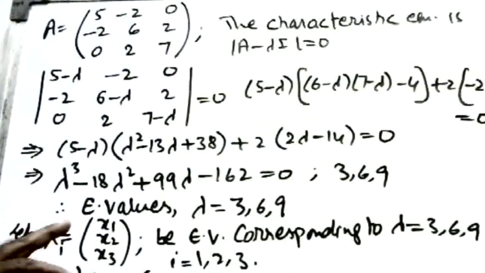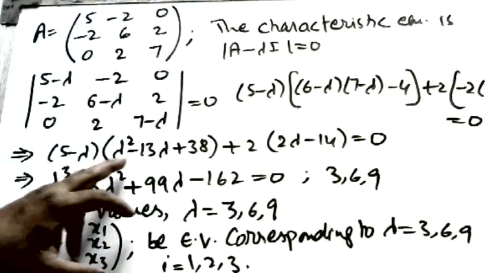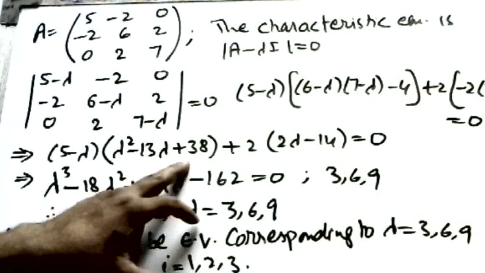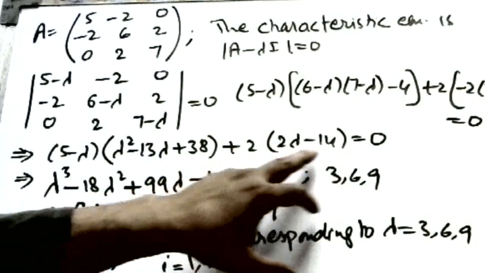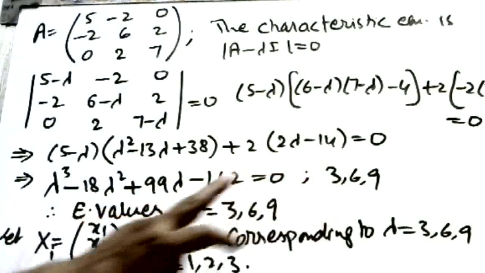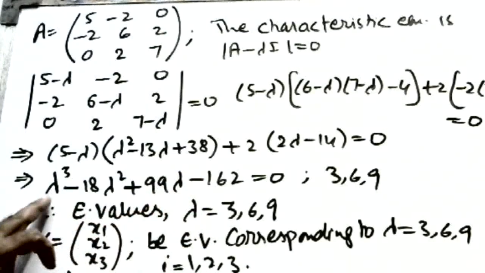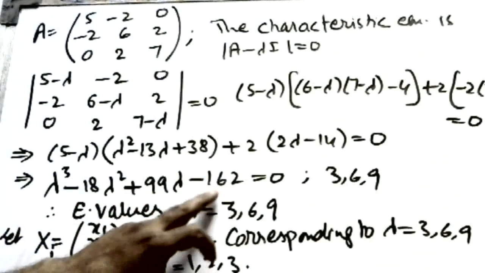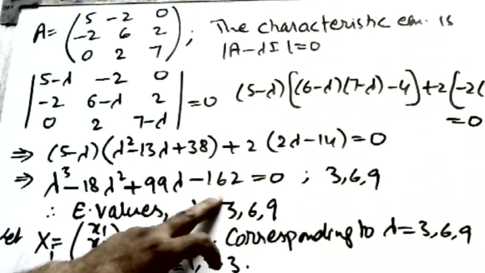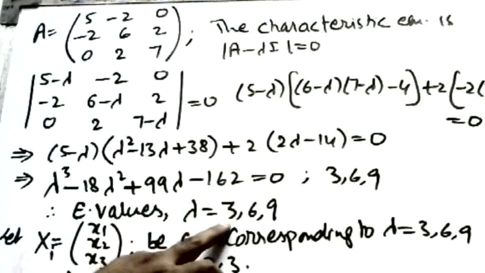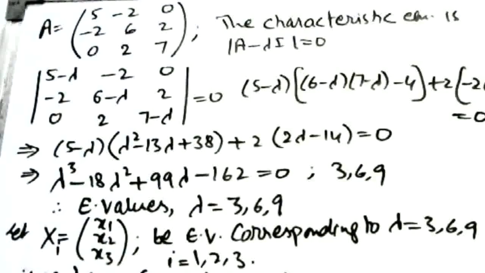So, leave this one. Now, if you multiply this, we get a quadratic equation: 5 minus lambda into lambda square minus 13 lambda plus 38, plus 2 into 2 lambda minus 14. If you multiply all these things, we get a cubic equation. From this cubic equation, using a calculator, you take the values of lambda, and you get 3 values: 3, 6, 9.